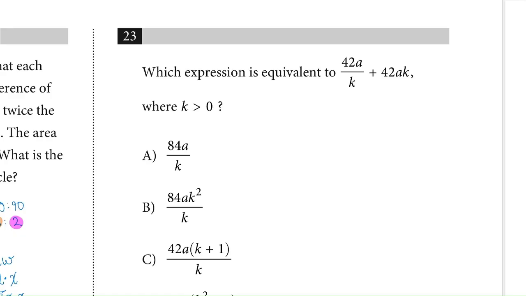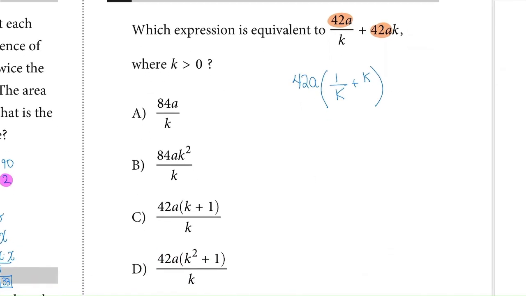Well, the first thing that I see here is that we have some like terms that we can consider factoring out. So if we were to factor out 42a from both expressions, we are going to be left with 1 over k plus k. Now, the reason I like to do that first is because it does make our math a little bit easier. In order to get a common denominator inside of our parentheses, we just have to multiply this term by k over k.